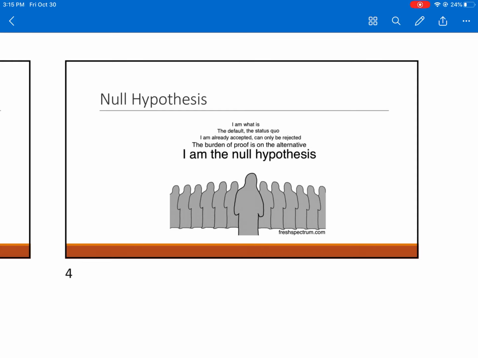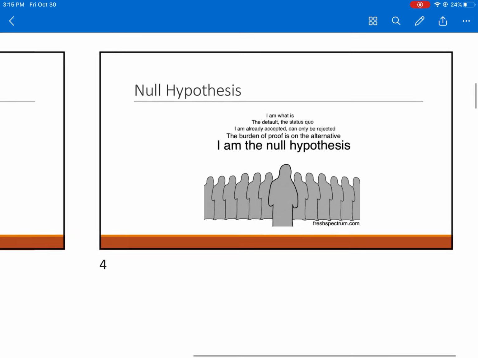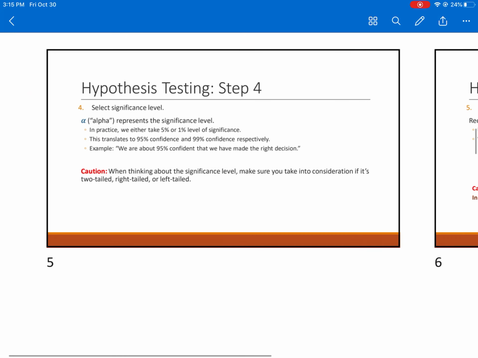Okay, so your null hypothesis. I am what is, the default, the status quo. I am already accepted, can only be rejected. The burden of proof is on the alternative. I am the null hypothesis.